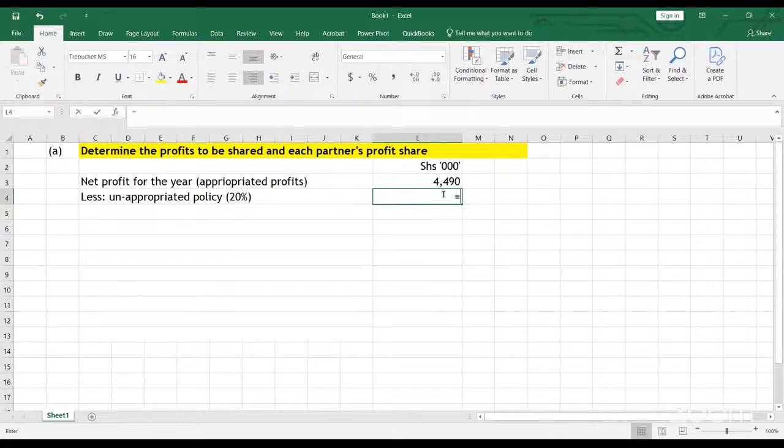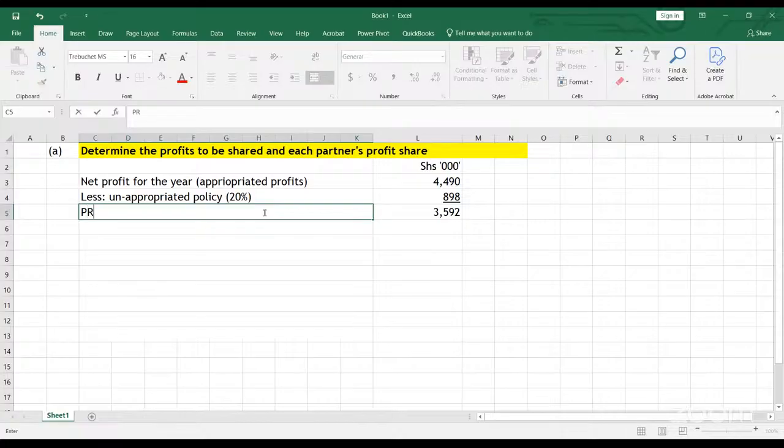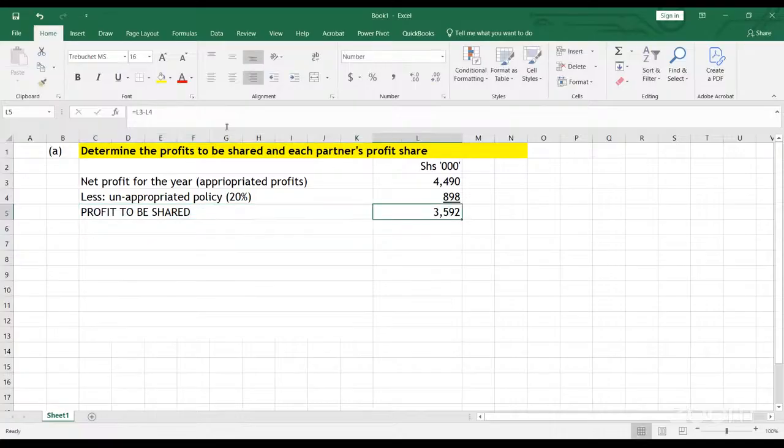So we need 20% times this. That profit is going to be maintained. It's not going to be shared. So meaning that I'll get this minus this. And what we get now is the profit to be shared.